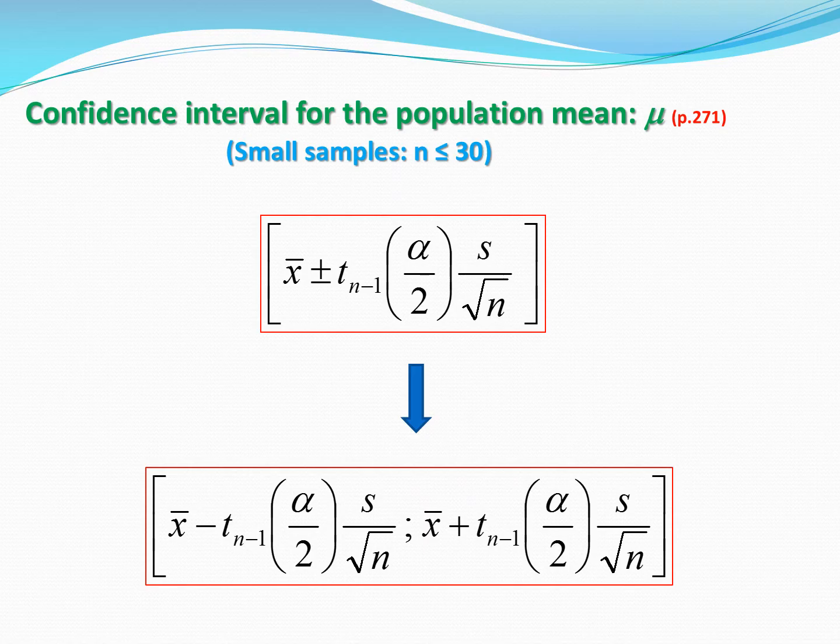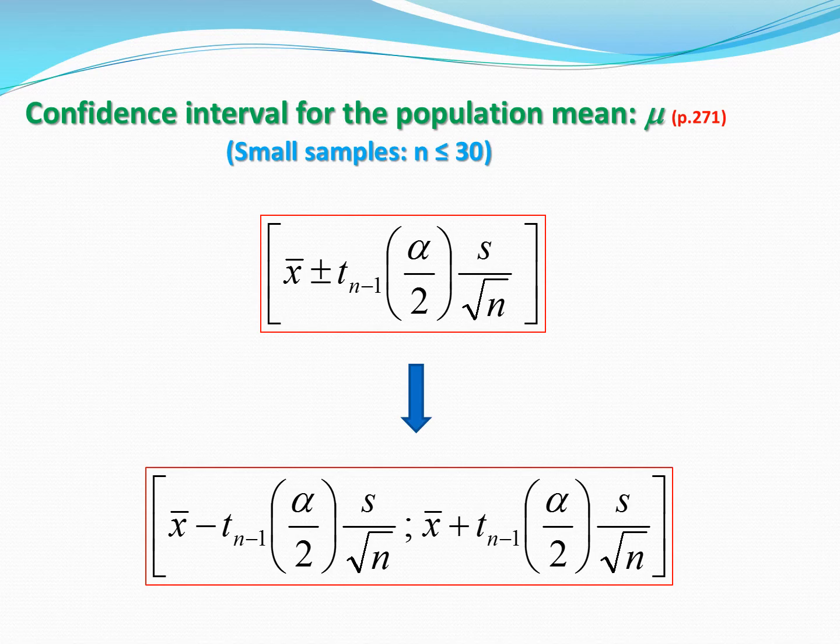The confidence interval for population means when we have small samples, meaning sample size less than or equal to 30, will be given by this formula. So now we are working with T alpha over 2 values at a degrees of freedom of N minus 1 instead of Z, since we are working with small samples. So this comes from our T distribution in chapter 8.